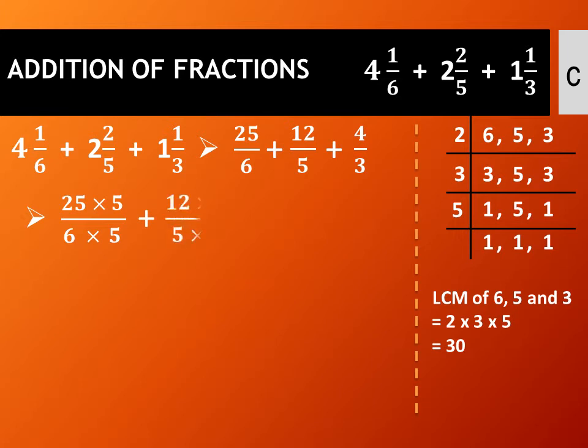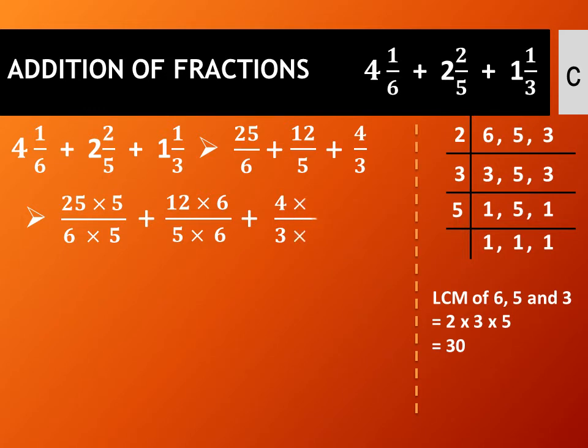The second fraction is 12 upon 5. And we want 30 in the place of the denominator. So which number will you multiply to bring 30 in the denominator? Yes, the answer is 6 because 5 6s are 30. So we multiply numerator and denominator by the same number 6. Then write down the plus sign as it is.